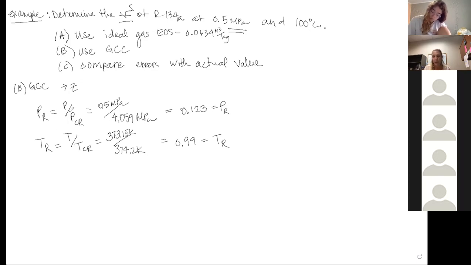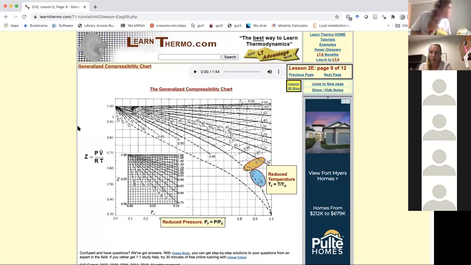We want to find Z, so now we can go to our generalized compressibility chart. Please go to your chart and make sure that you are following along. I'm going to open my own generalized compressibility chart because I can't show you my book very well. It looks generally like this. We know that our reduced pressure is 0.123, and we're going to be using the top chart, because it's a low pressure, between 0 and 1.